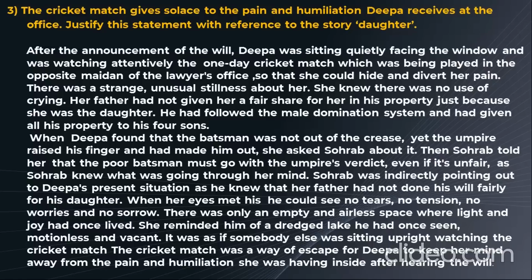When Deepa found that the batsman was not out of the crease, yet the umpire raised his finger and had made him out, she asked Sohrab about this. Then Sohrab told her the poor batsman must go with the umpire's verdict, even if it's unfair. As Sohrab knew what was going through her mind, Sohrab was indirectly pointing out Deepa's present situation, as he knew that her father had not done his will fairly for his daughter.